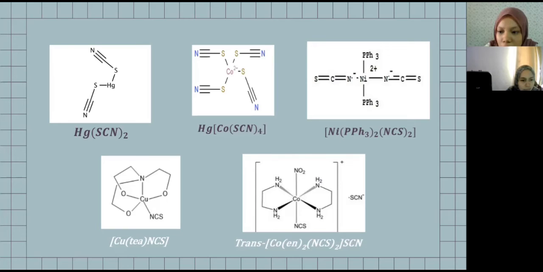Next, the triphenylphosphine nickel thiocyanate complex, in which the nickel binds to the nitrogen part of the ligand. Then the copper triethanolamine thiocyanate, where the copper binds at the nitrogen part of the thiocyanate ligand, so it is a kappa N thiocyanate complex. And lastly, the trans cobalt bis ethylenediamine isothiocyanate complex binds to the nitrogen part of the thiocyanate ligand, so it is also a kappa N thiocyanate complex. Next.